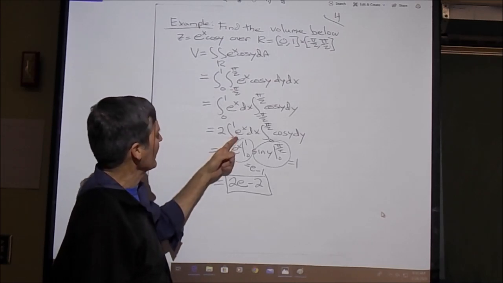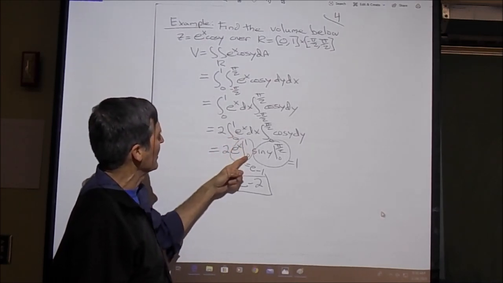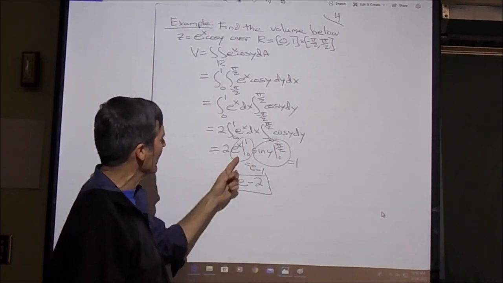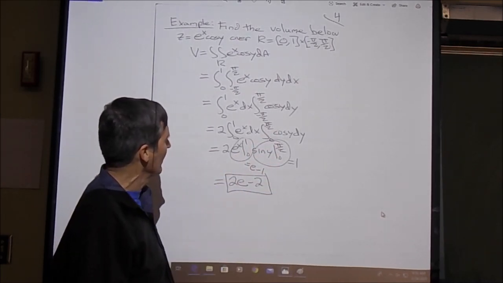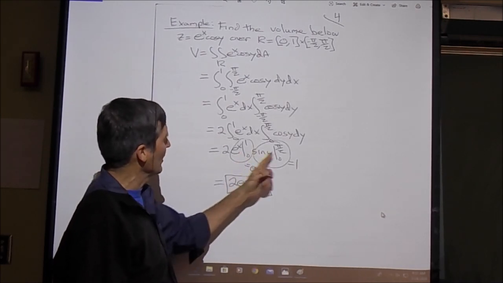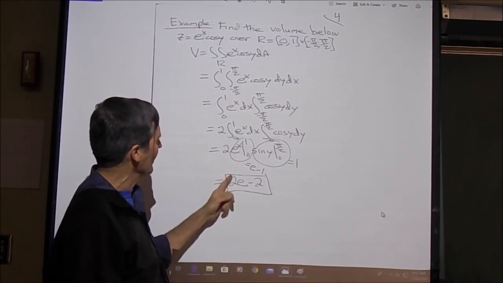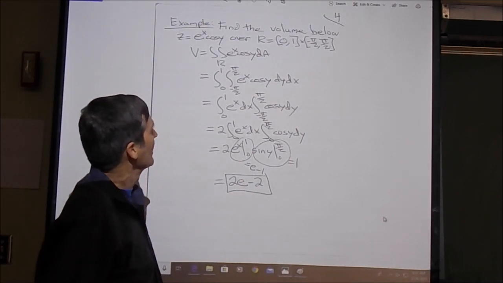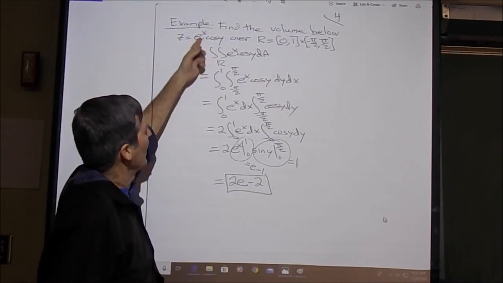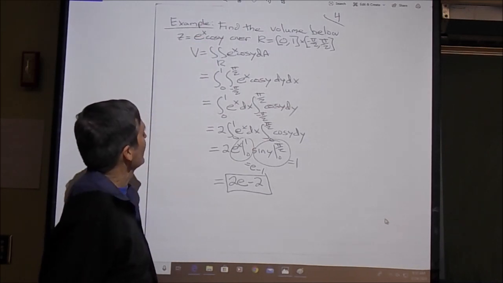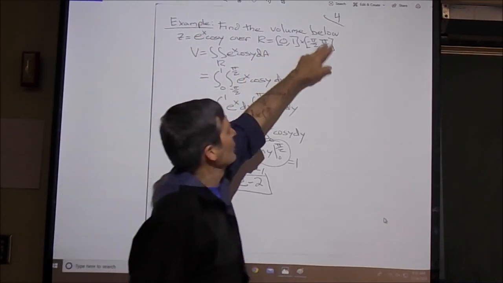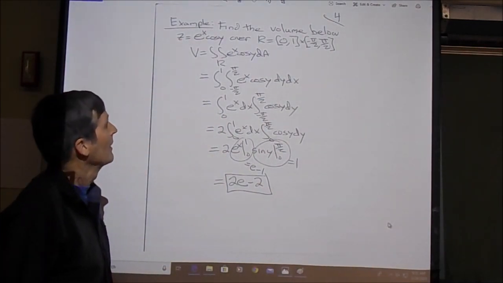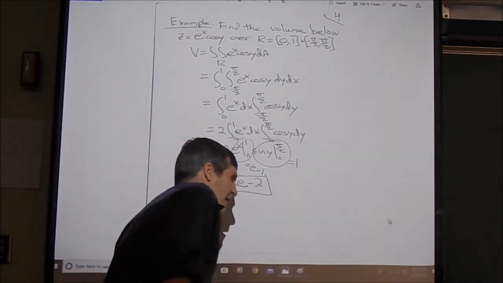And now the integral of e to the x is e to the x. I have to plug in the endpoints and take the difference. The integral of cosine y is sine y. I have to plug in the endpoints and take the difference. This one's e minus 1, and this one's 1. And so I get twice e minus 1, or 2e minus 2, is the value of this double integral, and hence the volume below the surface z equals e to the x cosine y above this rectangle. Let's try another one, I'm thinking.